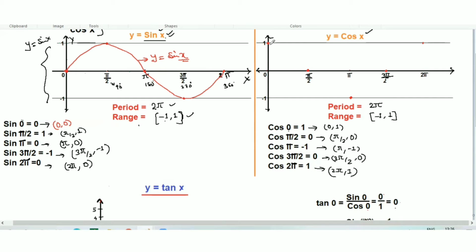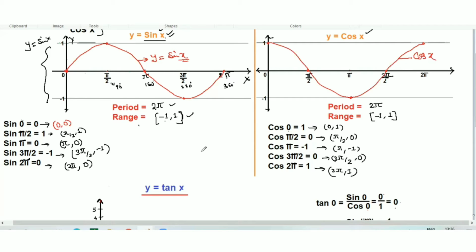Now join all these points and draw the smooth curve here. So this is the graph of cos of x. After this it will repeat itself. So this is how we draw the graph of sin x and cos x.